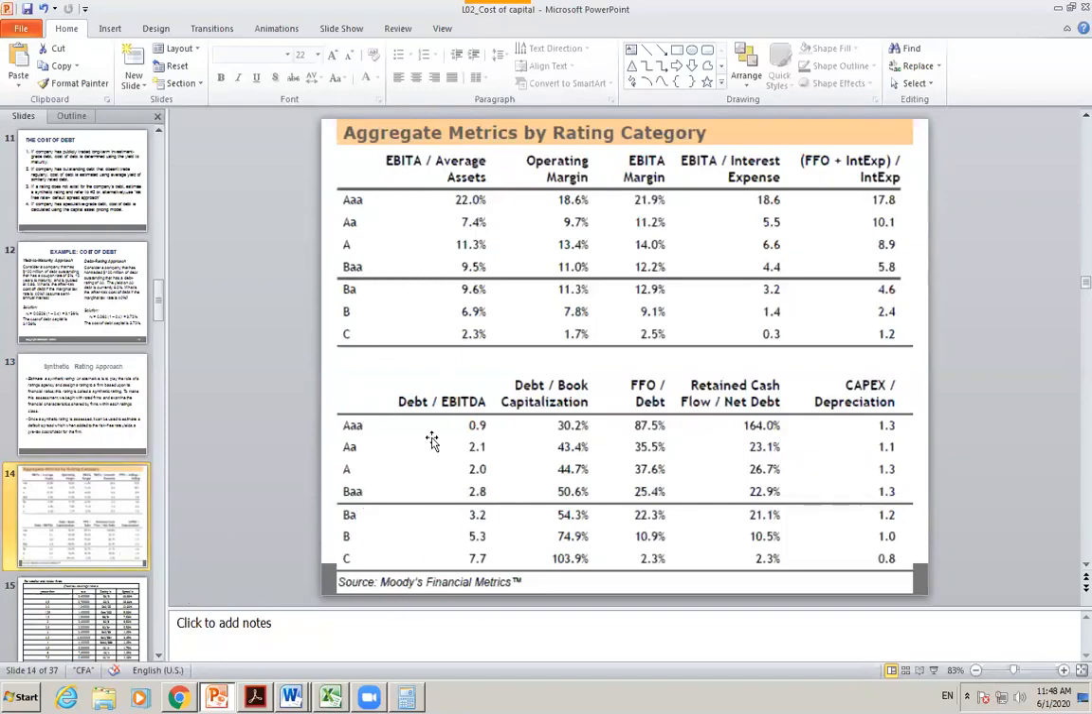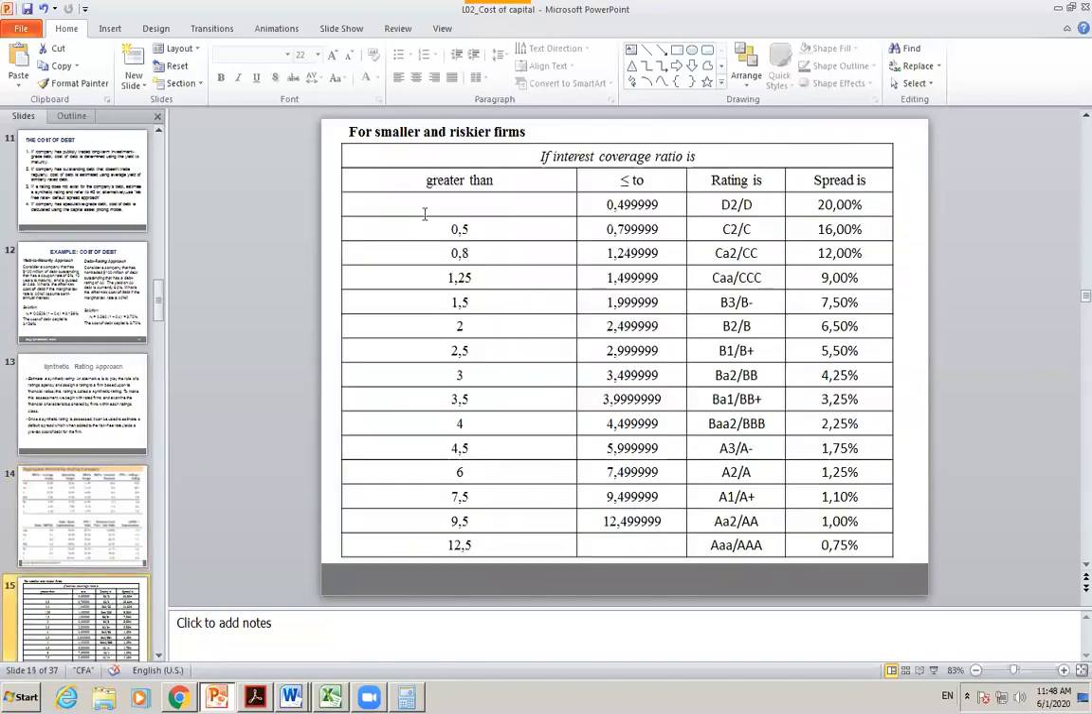So this information is provided from Moody's financial metrics. Here is how the rating is done. Here's the spread that you're going to add to the risk-free return, okay? And then you will add it. If the first two methods are not available, okay? This is the third method.